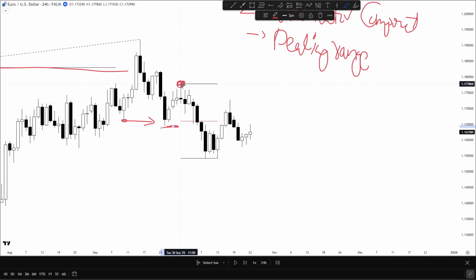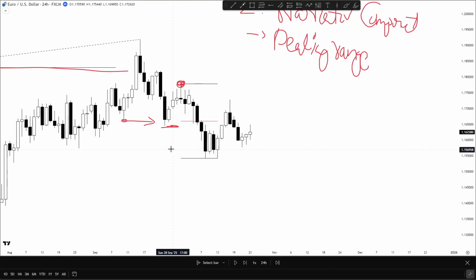Okay, this high led to this low being broken to the downside. So this high in practice became a significant high or a key high. Now, obviously, in order to define a dealing range, we also need a significant low. We also need a significant low before we could define a dealing range, right?